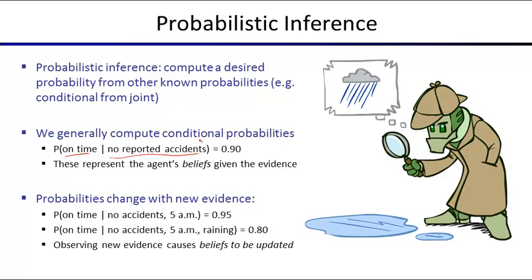The interesting thing is that these probabilities can change with evidence that comes in. It could be that given no accidents and it's 5 a.m., the probability now is 0.95 that you're going to be on time, which is higher than when there's just no reported accidents. Then when there's additional evidence that it's raining right now, the probability of being on time goes down. And that's really what makes this whole process interesting: the more evidence you collect, typically the more accurate an estimate you get of what the probability of an outcome is going to be. And it can go up and down depending on the evidence you get to observe.